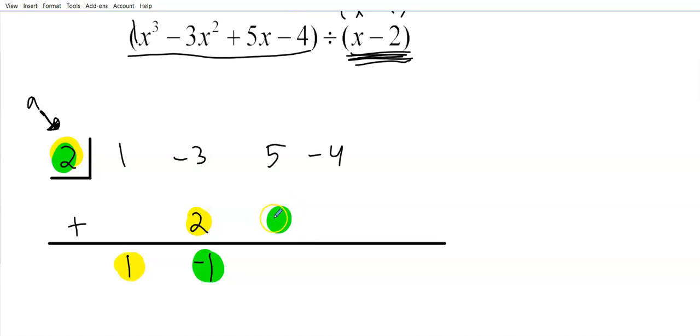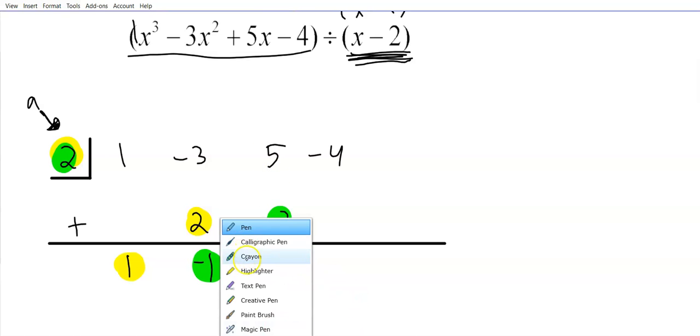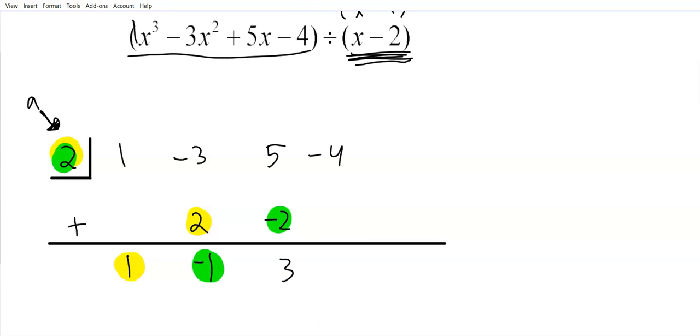So 2 times -1 is -2. Now I'm going to add vertically, so that's a 3. And now you take this term and this term, and you put it here, and you multiply it, and you put it here. So this would be 2 times 3 is 6, which is a positive 2. Always draw a line after you get that last digit. That is your remainder. You want to separate it from your problem.